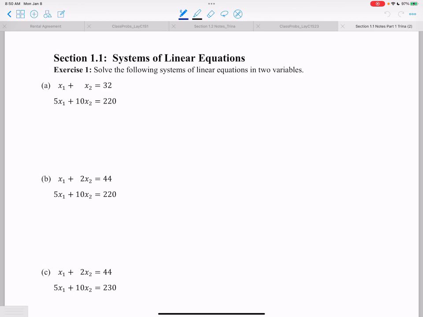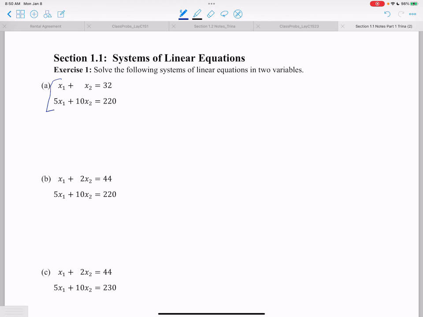This very first lesson is going to be about solving systems of linear equations on the very basic level. So we're going to look at some examples that should be very familiar to you, and I'm just going to remind you of some techniques that you should have used at some point in your past. Here in part A, we have two equations and two unknowns.